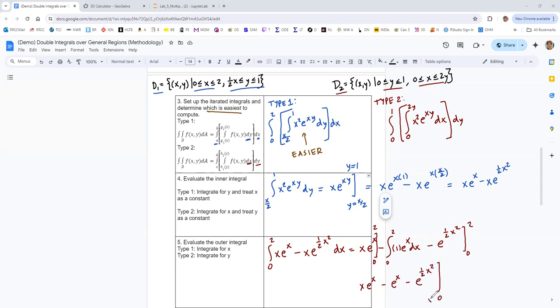So this all gets evaluated when x is 0 and when x is 2. When x is 0, the first term is 0 and then the other two are just negative 1 and negative 1. When it's 2, we get 2 e squared minus e squared minus e to the 1/2 times 4, but that's another e squared. So that's actually just 0.